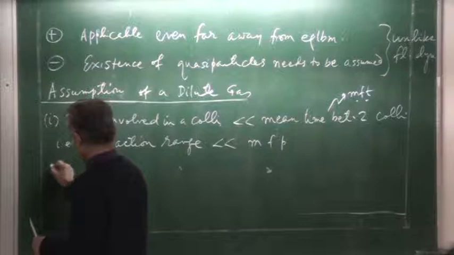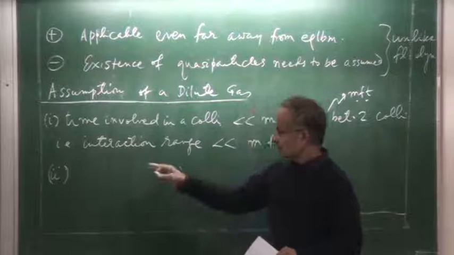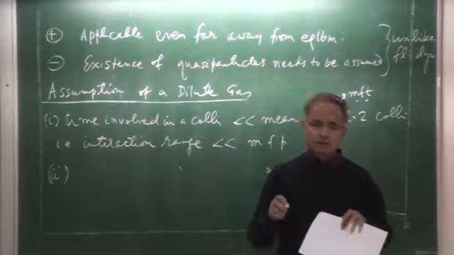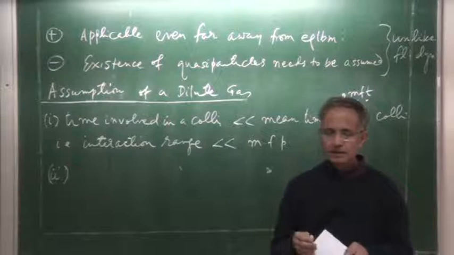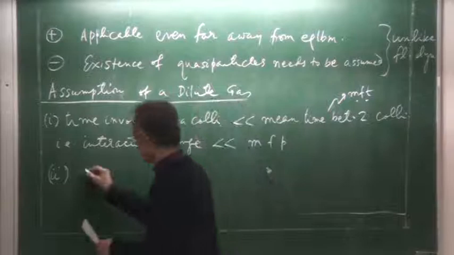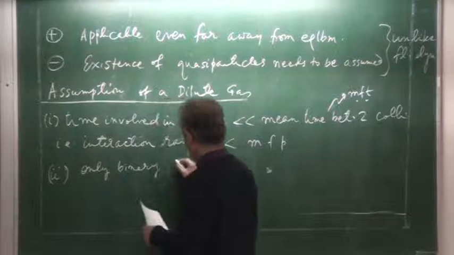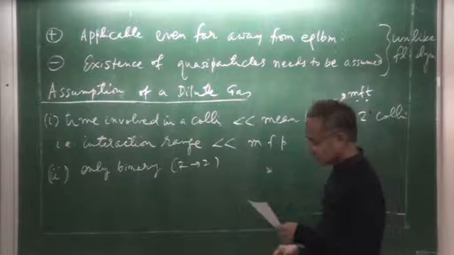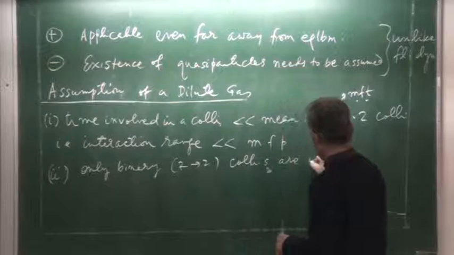Another thing which follows from dilute gas is you have not more than two particles interacting at the same time. It's very unlikely that three particles will be together interacting with each other. So that means only binary collisions are considered. These two particles meeting or hitting each other, giving rise to two. Only binary collisions are important.